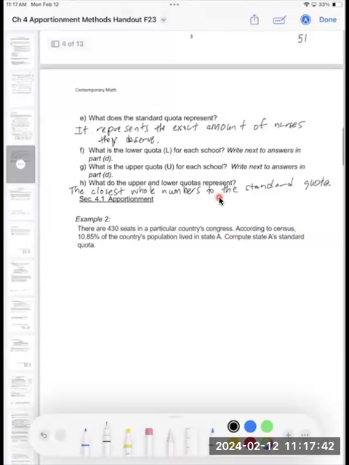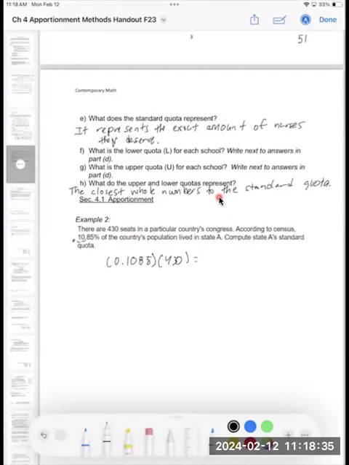But an alternative way of finding the standard quota is just taking the percent of the total population for that state and multiplying it by the number of seats. That's another way of calculating it. So I would turn this into a decimal, 0.1085, and then multiply it by 430. And I get 46.655.